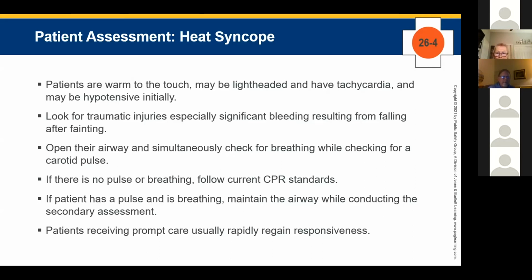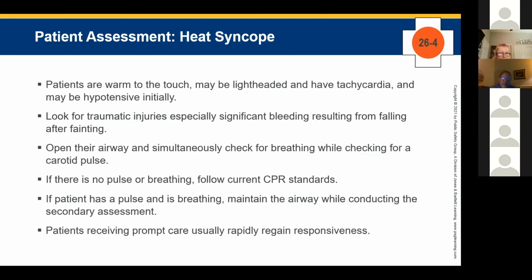Now, if they have a pulse and shallow breathing, then you would give breaths, and you would do it with a BVM, which is a bag valve mask, or a pocket mask. If you had a pocket mask, you would just give breaths to maintain their breathing. But we'll go into that, okay?